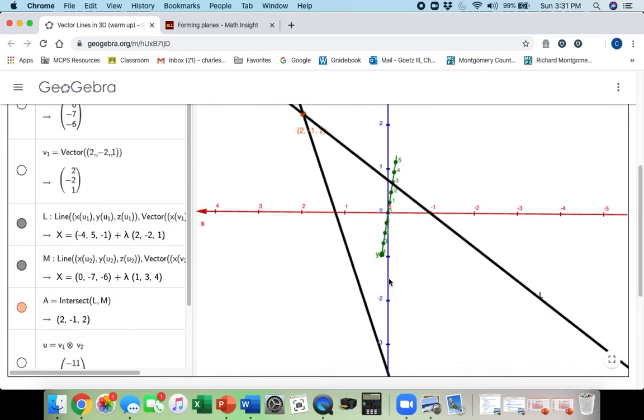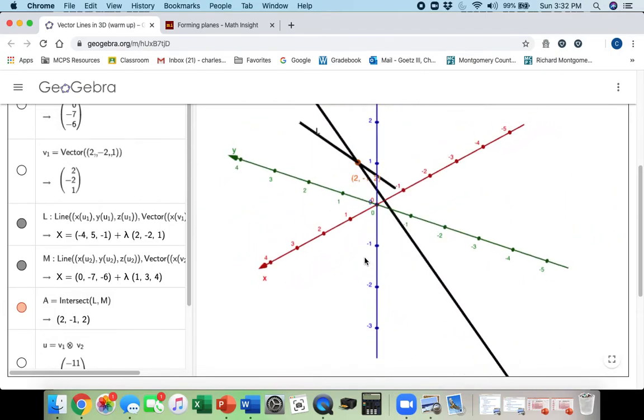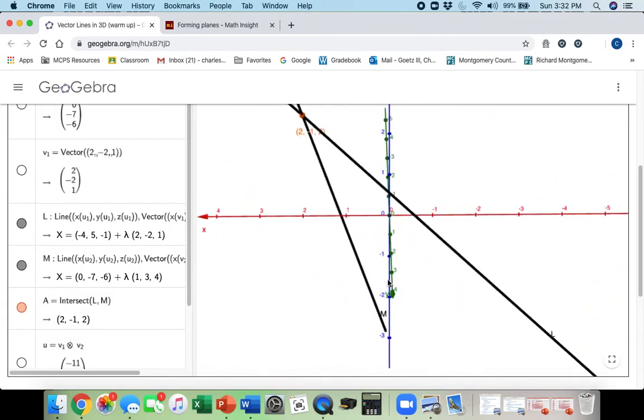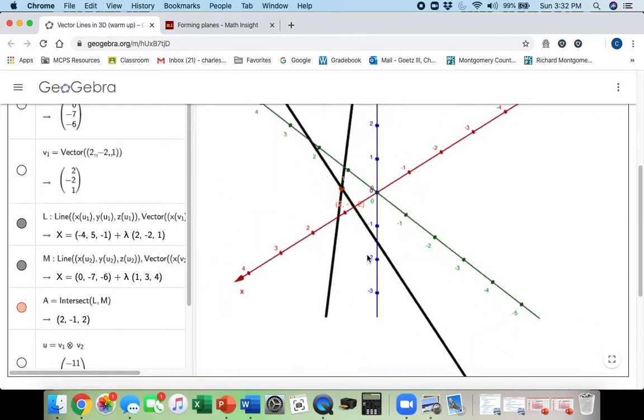And this is in 3D space, right? If I flip all this around, whee! Kind of crazy.